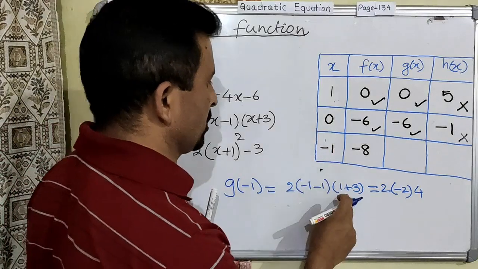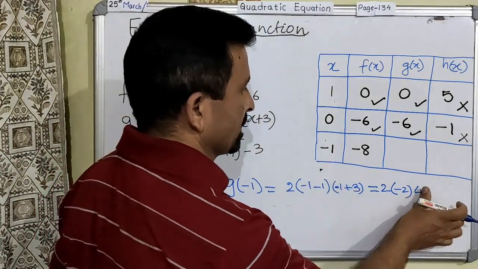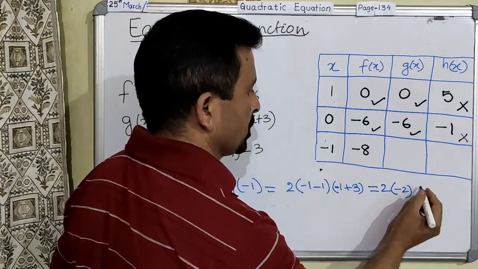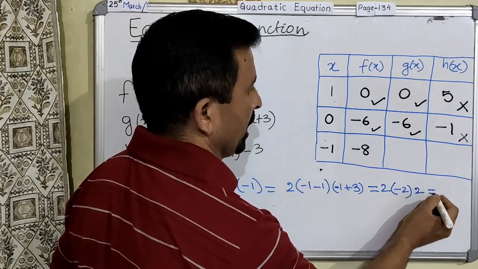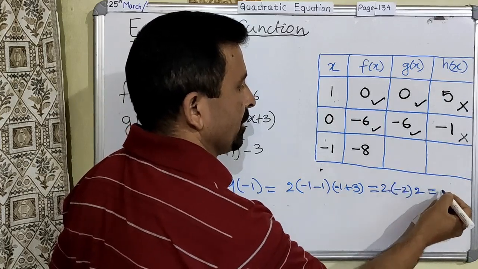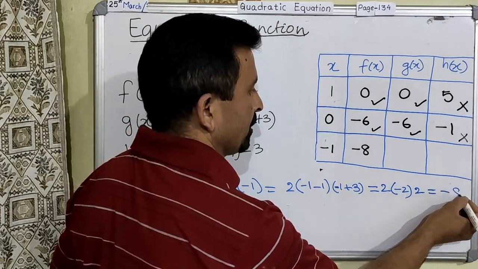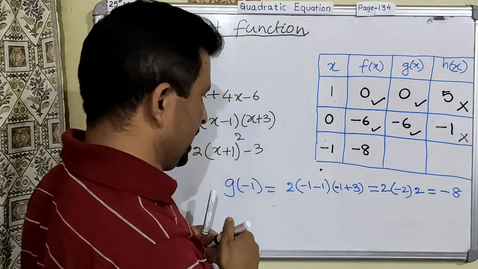Oh, we are taking x is equal to minus 1. So this is minus 1, right? This minus 1 and plus 3 will become equal to 2. Now finally, all these 3 terms are multiplied and there is one negative number, so the result also will be negative. Now 2 2s are 4, 4 2s are 8. So you got minus 8.